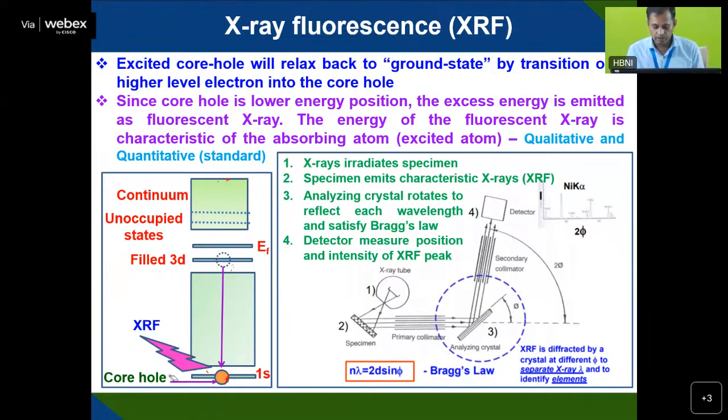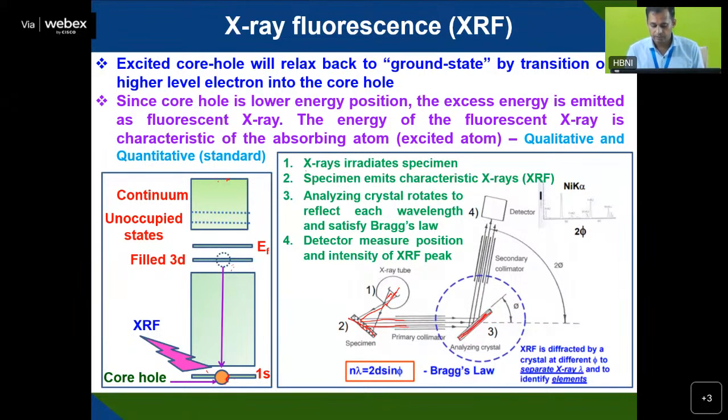If you see here, this also follows Bragg's law, as in X-ray diffraction. First you have a specimen, here with the X-ray tube. From here, X-rays fall on the sample and the fluorescence goes to an analyzing crystal. That analyzing crystal rotates to reflect each wavelength so as to satisfy Bragg's law.